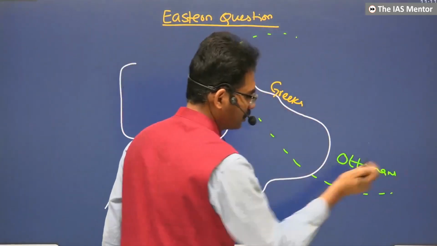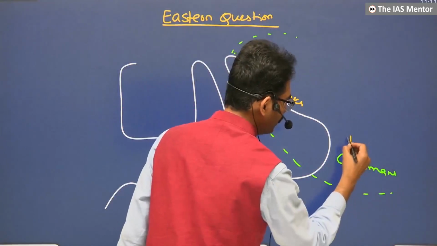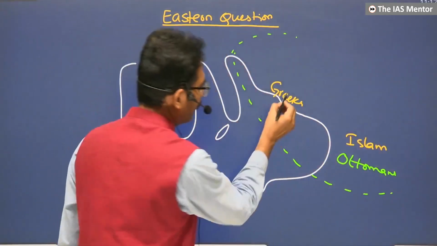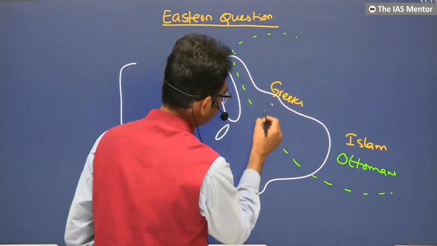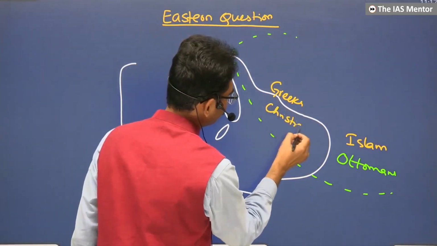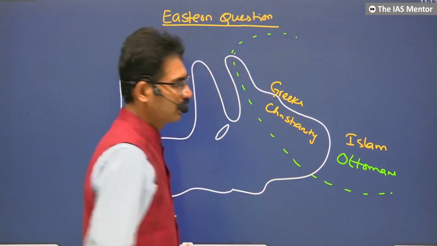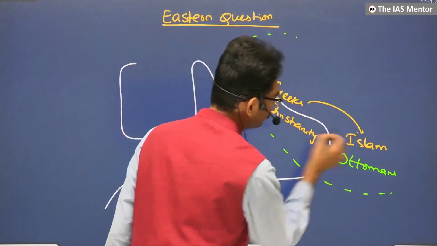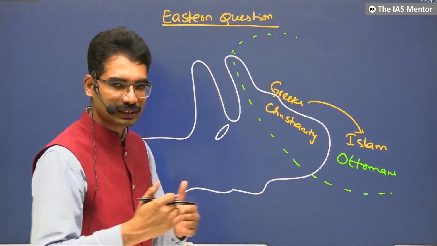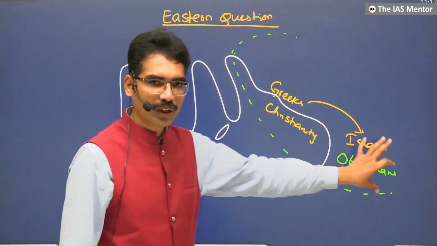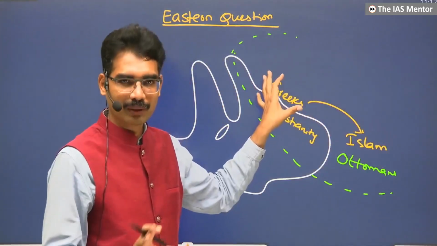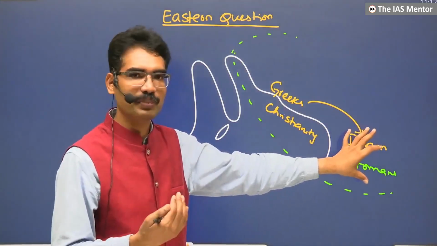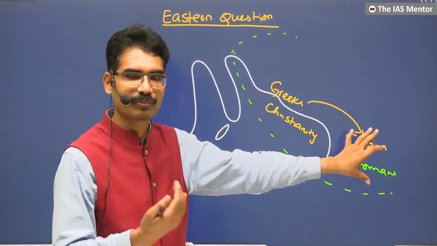Now you see the contradiction. The Ottomans officially follow Islam. The Greeks follow Christianity. But Greece was under the Ottomans. Religion-wise, there are some differences. If rulers give religious freedom, no problem. But in ancient and medieval times, what is the condition? In medieval times, people are playing politics in the name of religion.